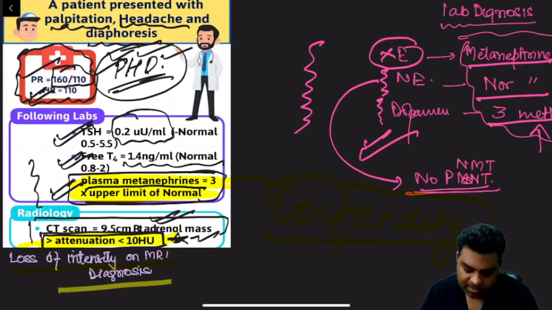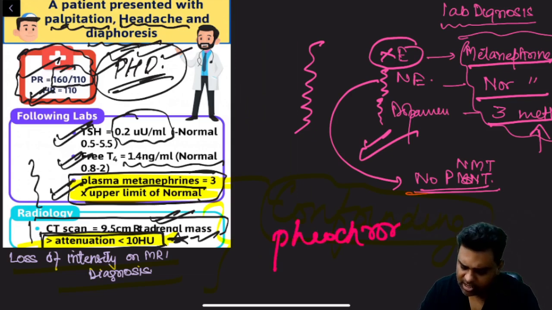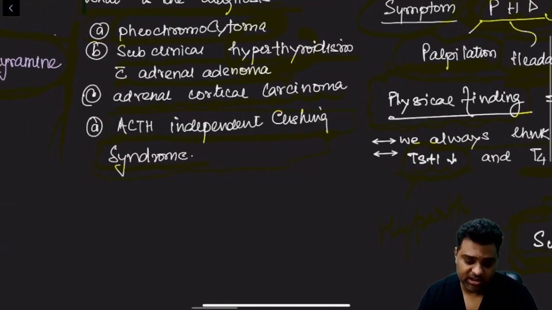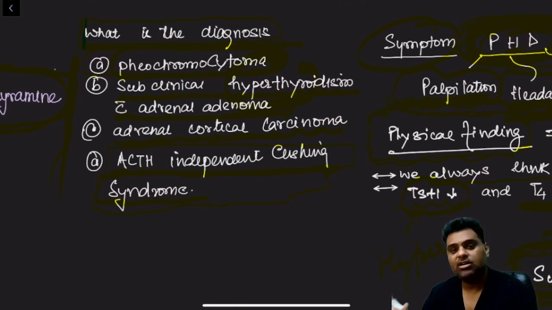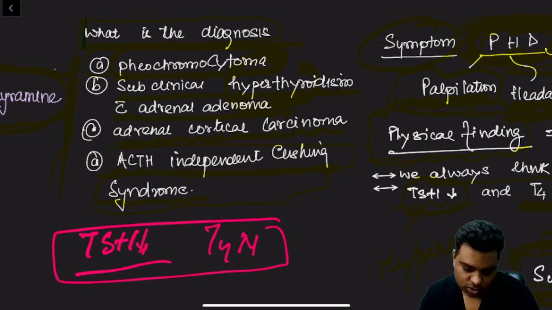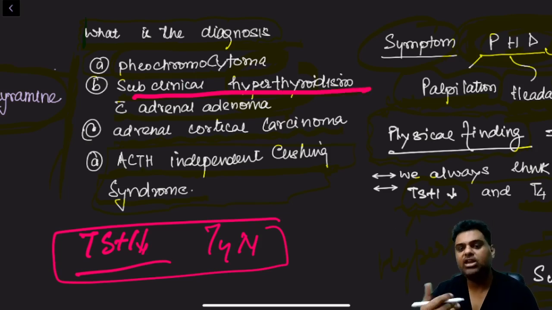And there is loss of intensity on MRI diagnosis. So all these things are pointing towards pheochromocytoma. Now, if I ask you, what will be the diagnosis in this case? We have already seen that there is a subclinical hyperthyroidism, because TSH is low and T4 is normal. That is a case of subclinical hyperthyroidism. So if you see, only in option B there is subclinical hyperthyroidism. So we can answer it just on the basis of this.